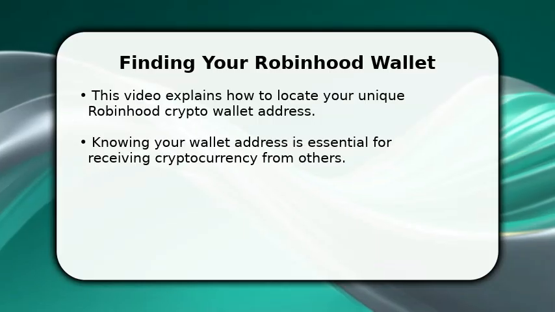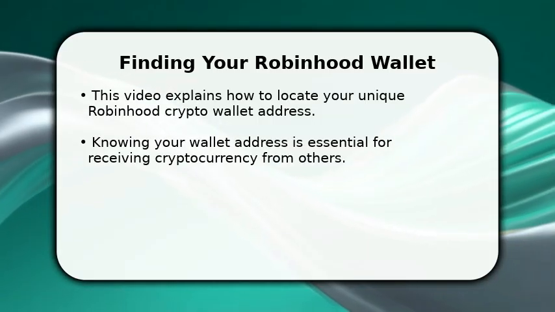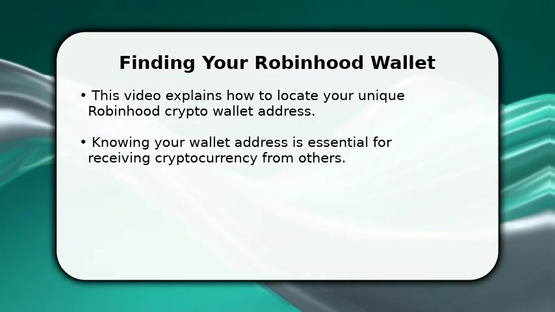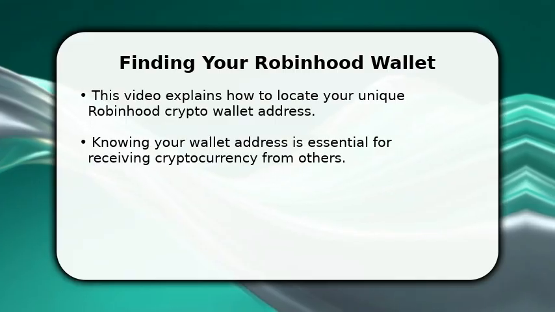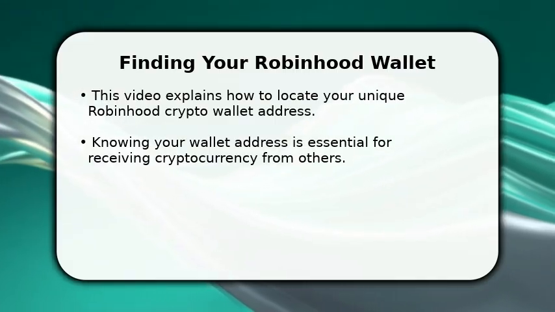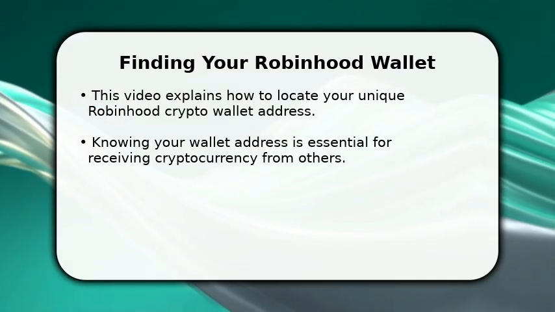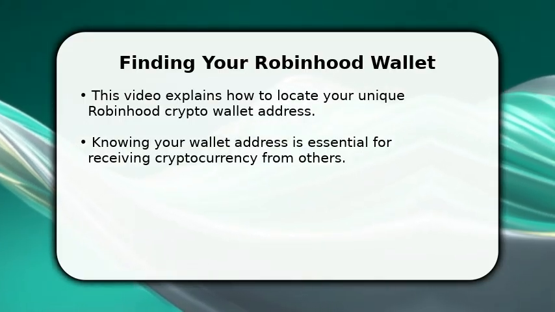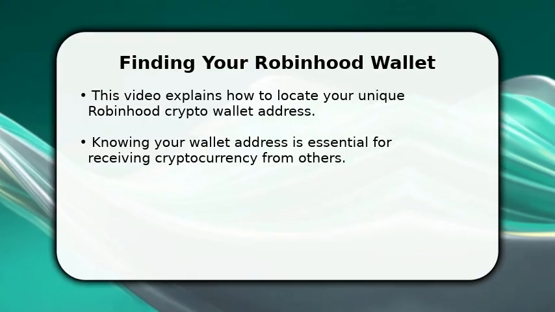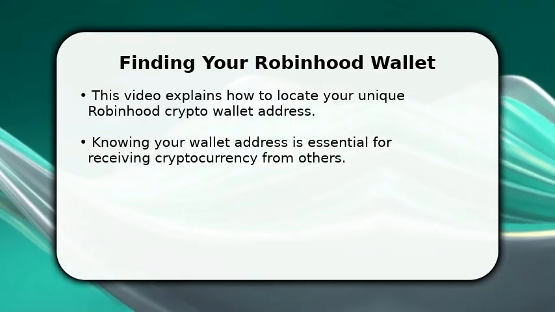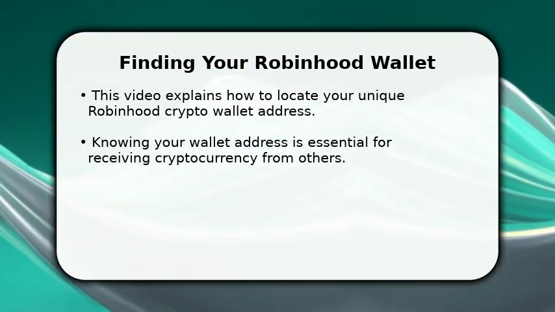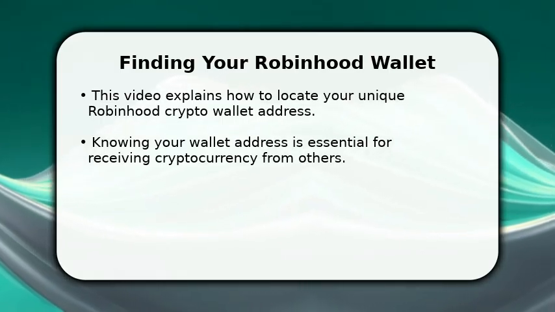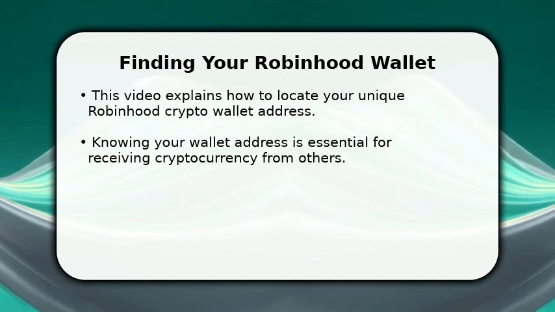Enjoy the video. In this video, I will explain how to find your Robinhood wallet address. To begin, open your Robinhood application on your mobile device. Once the app is loaded, you will navigate to the cryptocurrency section. This process is straightforward and ensures you can easily receive digital assets. We will walk through each step, making it simple to understand and execute. This address is crucial for any incoming crypto transactions.